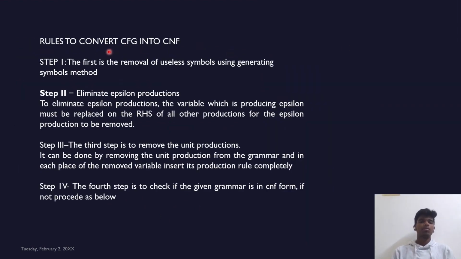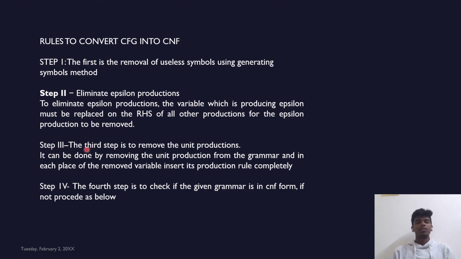Now, what are the rules to convert a given context-free grammar into CNF? These are the set of rules you have to keep in your mind so that we can solve the problem in a good manner. The first is the removal of useless symbols using the generating symbols method. We will see this method when we solve the given problem. The second step is to eliminate epsilon productions. To eliminate epsilon productions, the variable which is producing epsilon must be replaced on the right hand side of all other productions for the epsilon production to be removed.